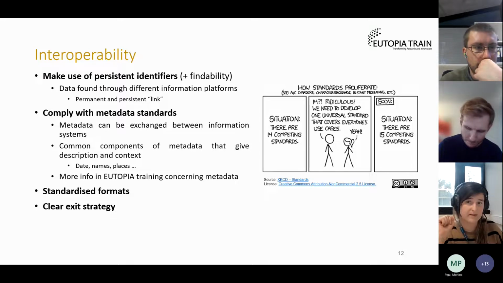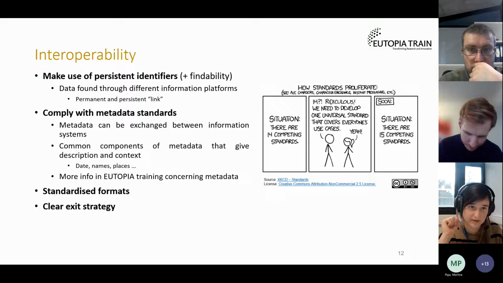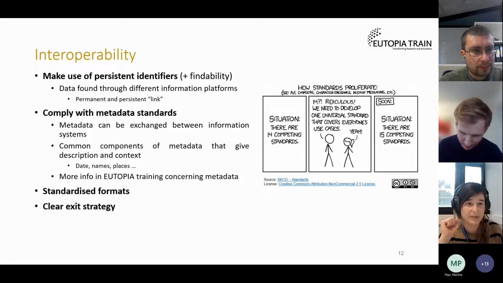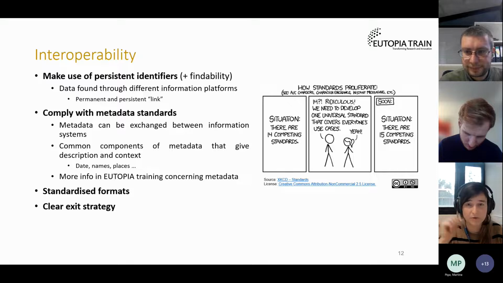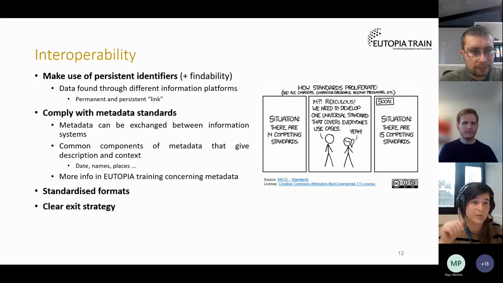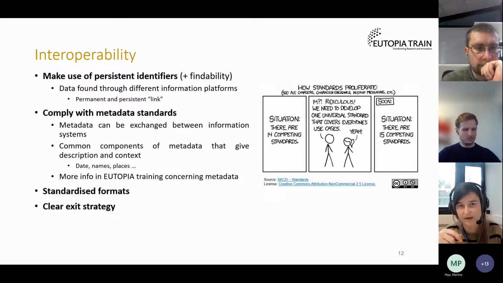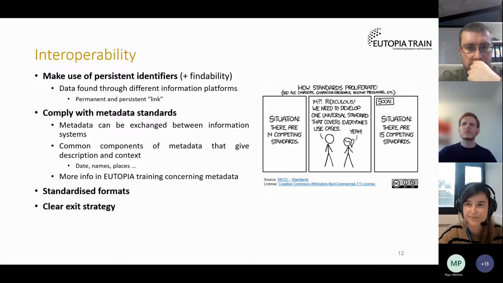Then another way to make data in a repository interoperable is by using standardized formats, which Sebastian also explained, so I'm not going to go further into this. And then a clear access strategy is also a way for a repository to be interoperable. What will happen when your data repository ceases to exist? Do they have a way to extract the information, the data that is inside, or, well, these kinds of things?